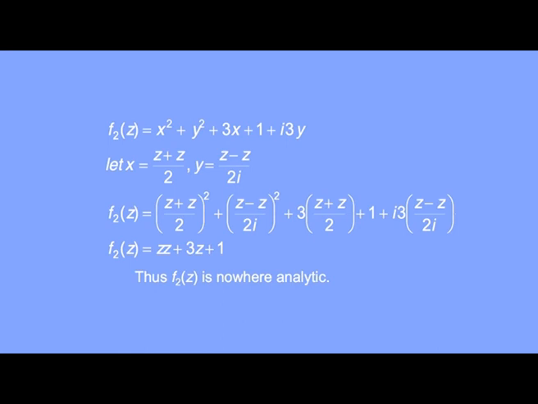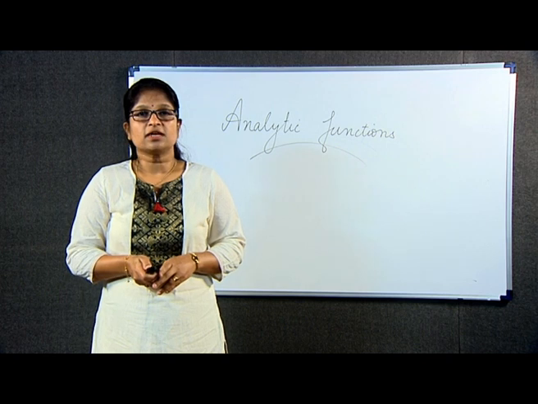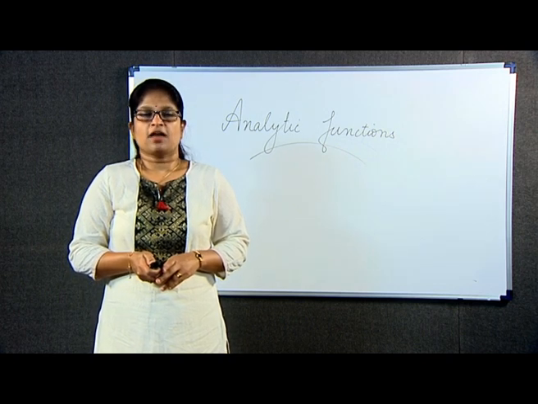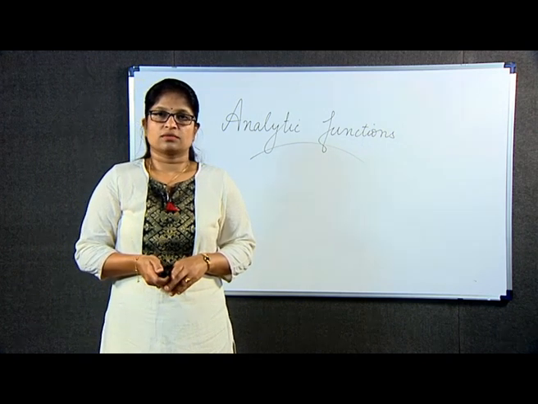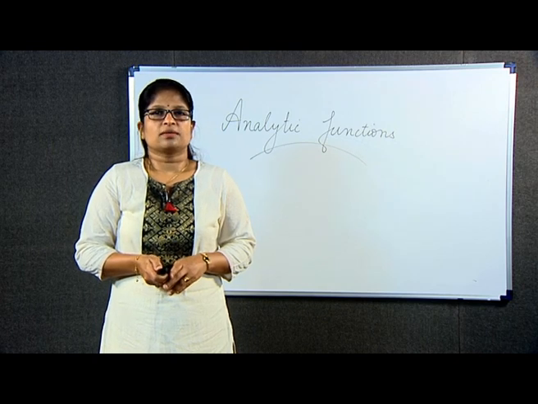Here what happens after substitution? You can see that your f2(z) becomes z z bar plus 3z plus 1. So, what can you conclude here? You can conclude that it is nowhere analytic. Why? Because you have a term z bar coming in f2(z) after simplification. So, this is how you do it.